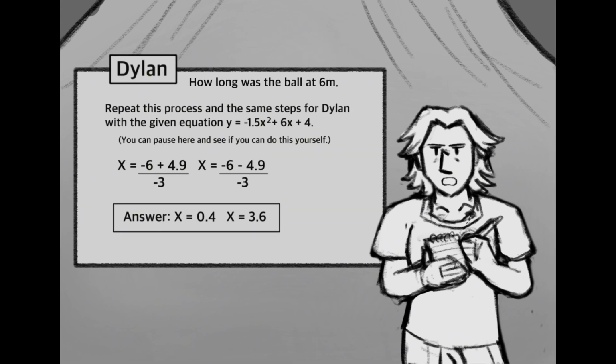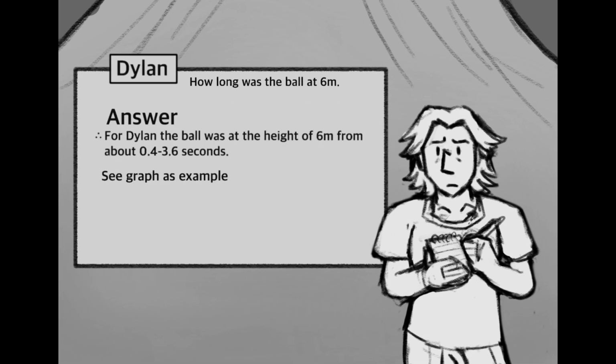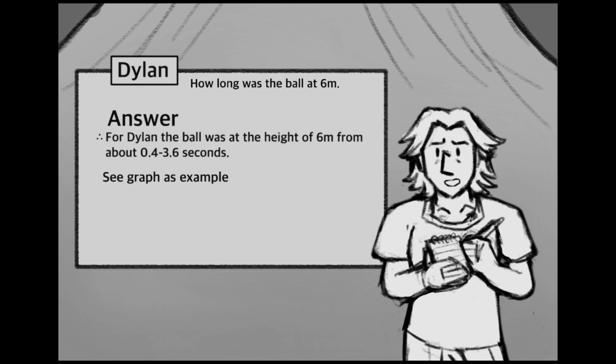Answer: x equals 0.4, x equals 3.6. For Dylan, the ball was at a height of 6 meters for about 0.4 to 3.6 seconds. See graph example.